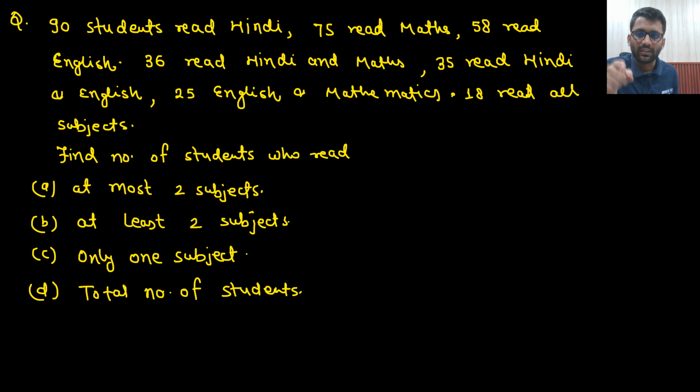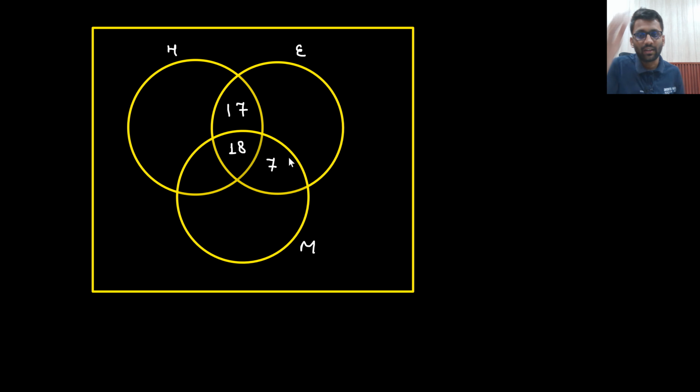For Hindi and mathematics, they say 36 students are there. That means this would be 18, because these two combined are 36. Hindi and mathematics.